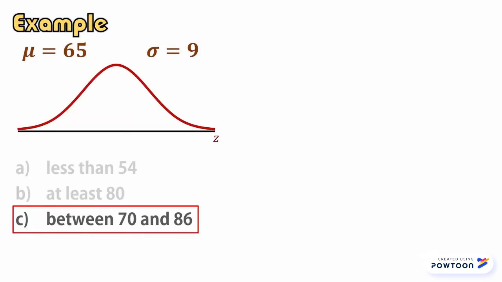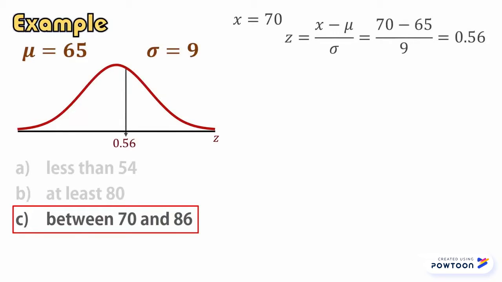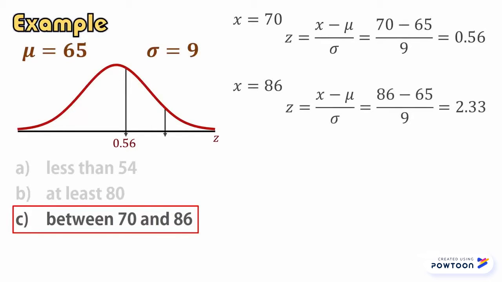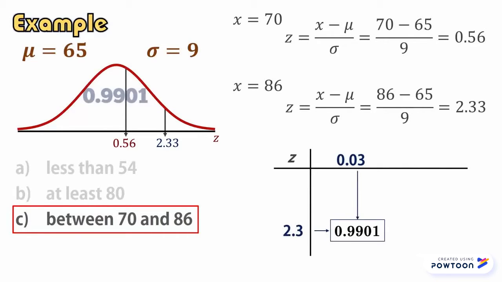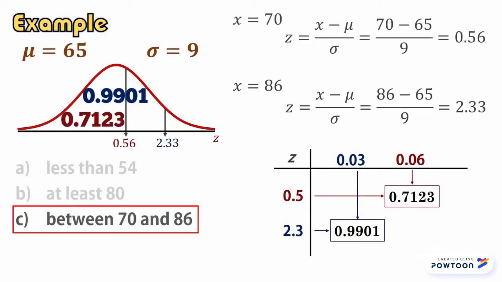In C, we want the probability that X is between 70 and 86. For X equals 70, Z equals 0.56. And for X equals 86, Z equals 2.33. On the table, the area less than Z equals 2.33 is 0.9901, while the area less than Z equals 0.56 is 0.7123.